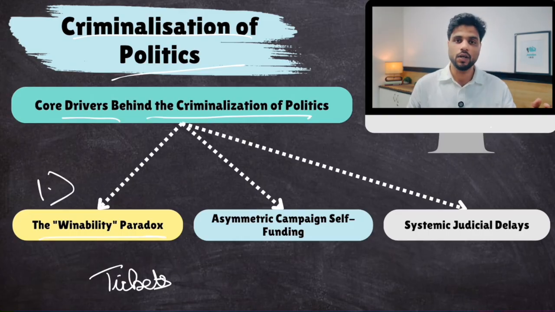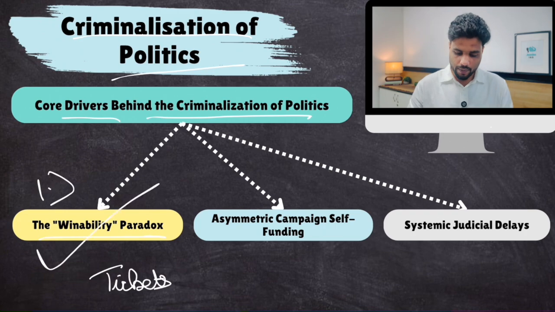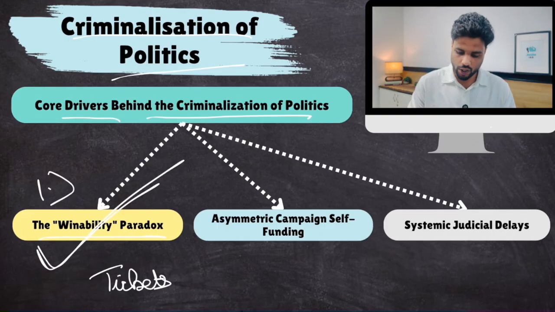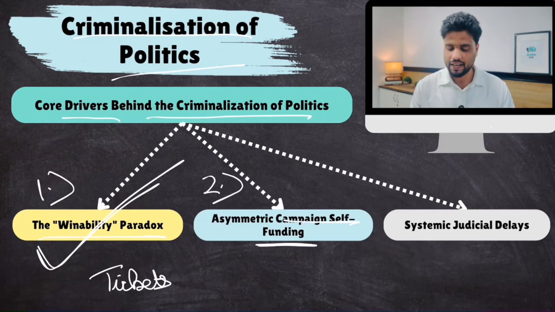And if there is a criminal who will win this election sure shot, they will give that ticket to them. So this is the winnability paradox, because every organization works on incentive, and the incentive for political parties is election victories. So they go for these criminals. Then asymmetric campaign self-funding. You see, fighting elections is costly. You need financial power.